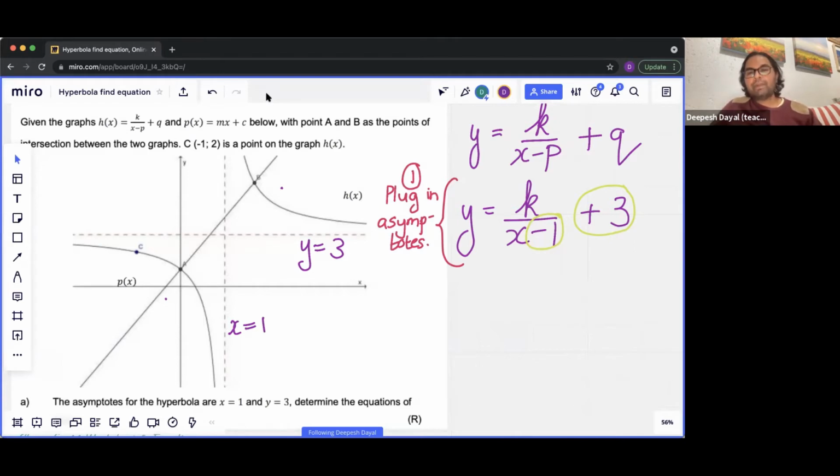Step 2, we plug in another coordinate and we solve for the k that we have here, right? So step 2, which other coordinate can we plug in? I see we have a graph here. We've got A, we've got B, we've got C. Which one do you think we can plug in to this equation to find k? Let's see what you're saying.